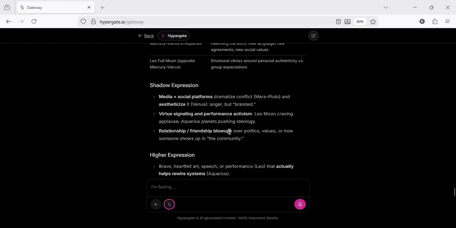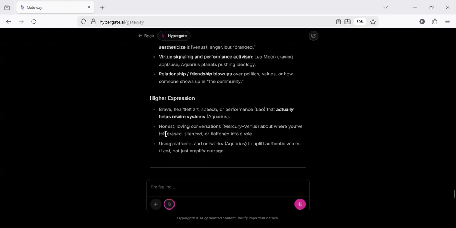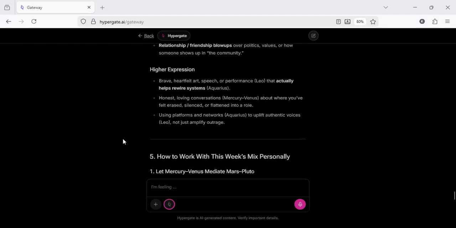Okay, and relationship and friendship blowups over politics, values, or how someone shows up in the community. Ooh, this is a hot one. Watch this here. Okay, the higher expression now. This is what we need to focus on. Brave, heartfelt art, speech, or performance. Leo, right? That's that stuff that actually helps rewire systems. Aquarius, writing songs about the new way, giving people something new to think about.